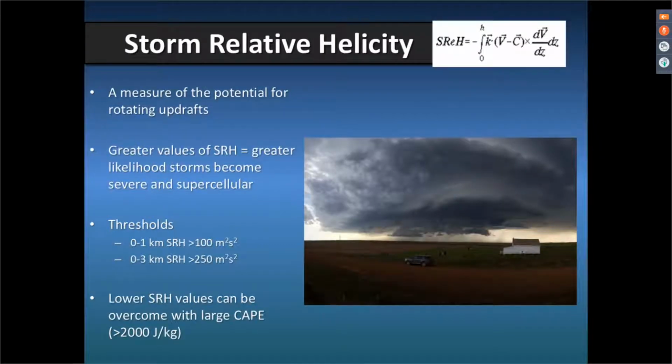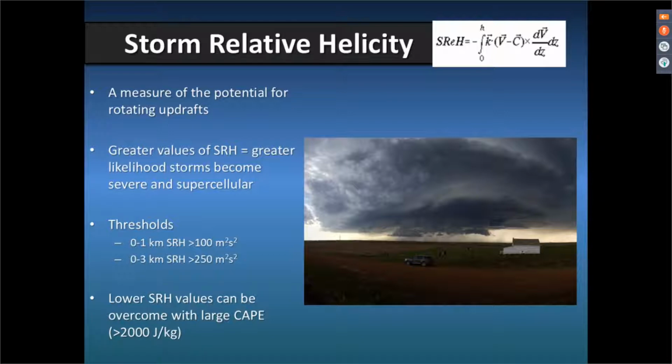Let me skip ahead here. One of the ways we measure that bulk shear is also what we call storm relative helicity. This is basically a measure of the potential for thunderstorms to rotate. Just like with shear, a higher amount of SRH, storm relative helicity, means you've got a higher likelihood of severe thunderstorms. And typically we use two different types of SRH.